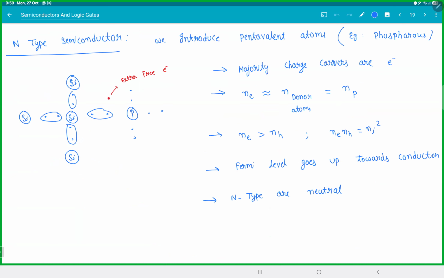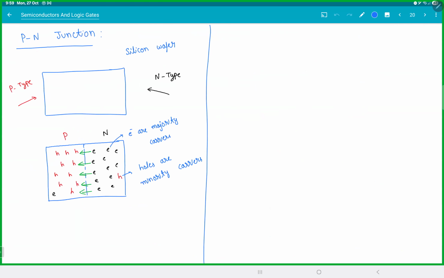Now the game starts from here. Once you have p-type and n-type, you can actually use this to make something. If you take a p-type and n-type, and if you try to combine them, this is how you make it.